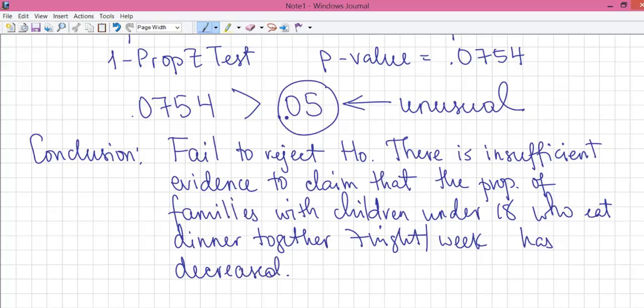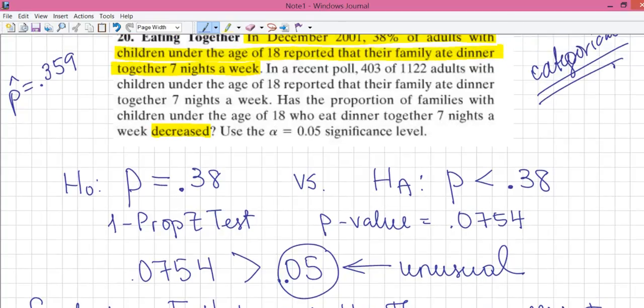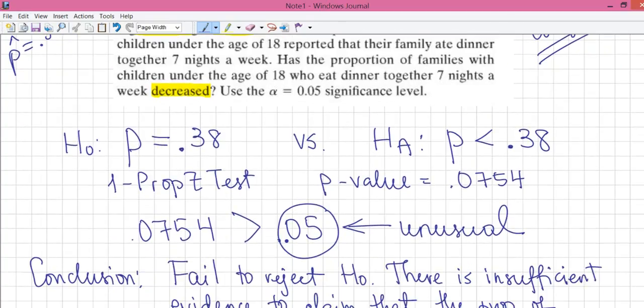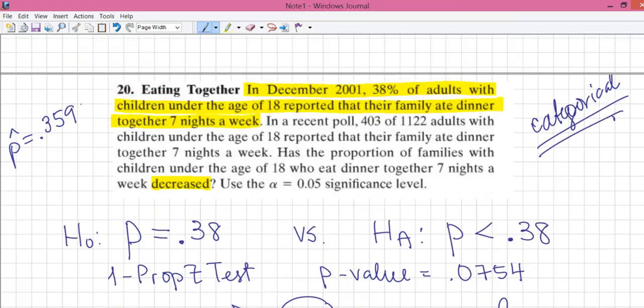What does it say? Well, it means that it has not decreased, right? So it did not go down. The sample gives us sample proportion of 0.359, but it's not significantly different. That's what this means.